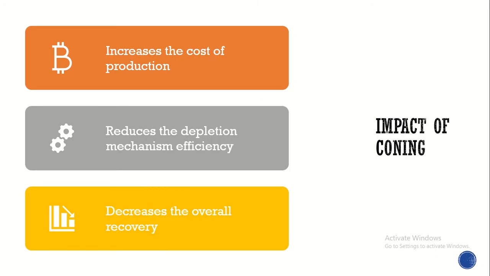So what is the impact of coning? There are three impacts of coning. First, it increases the cost of production. The second one is it reduces the depletion mechanism efficiency. And the third one, the most important, is it decreases the overall recovery.